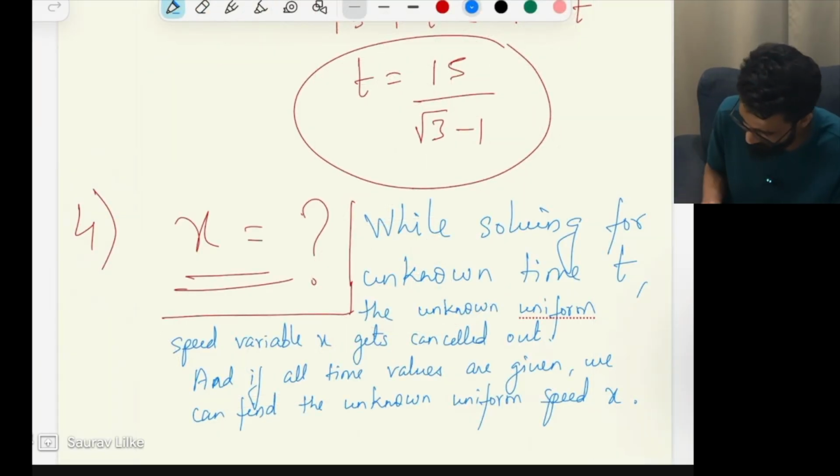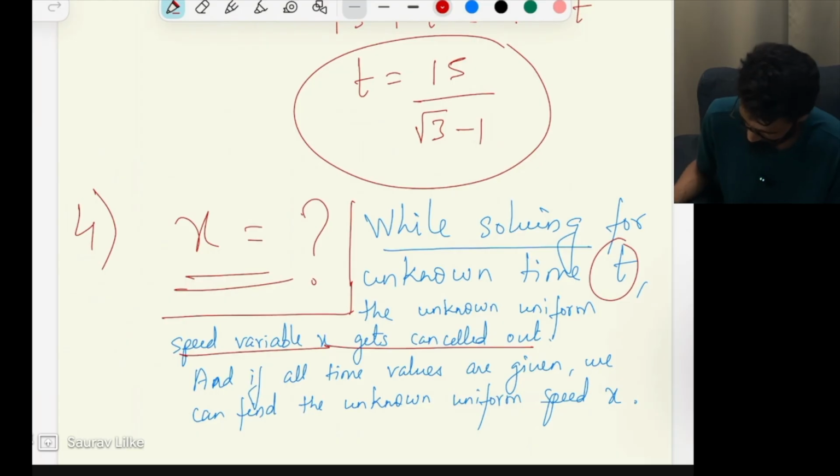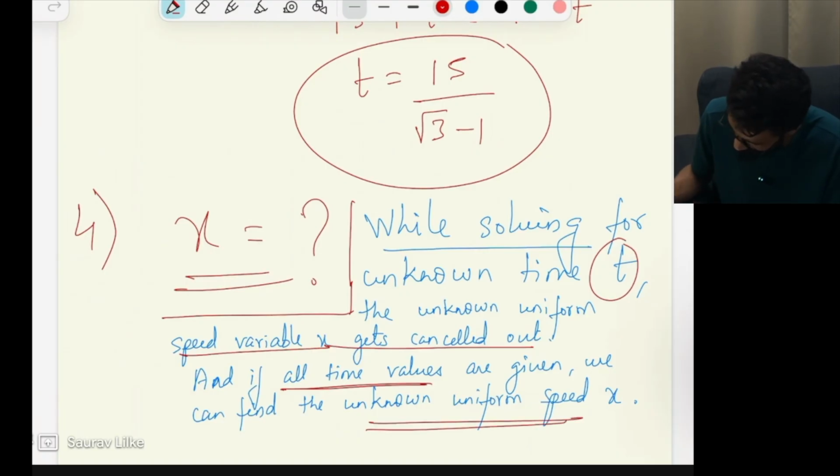So to sum the entire process up, which is my point number 4, while solving for unknown time t, the unknown uniform speed variable x gets cancelled out. And they can give you one more question where they will mention all the time values, and we can find the unknown uniform speed x, of course, by writing all the trigonometric tan equations for all the right angled triangles.